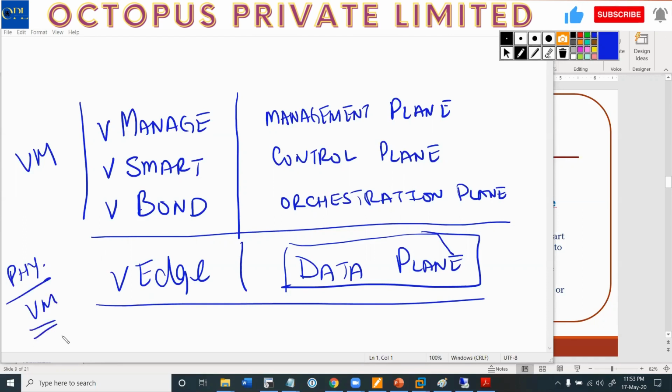Everybody clear on that? So if you did not know anything about the SD-WAN solution, now you know the main players in SD-WAN. Agreed?